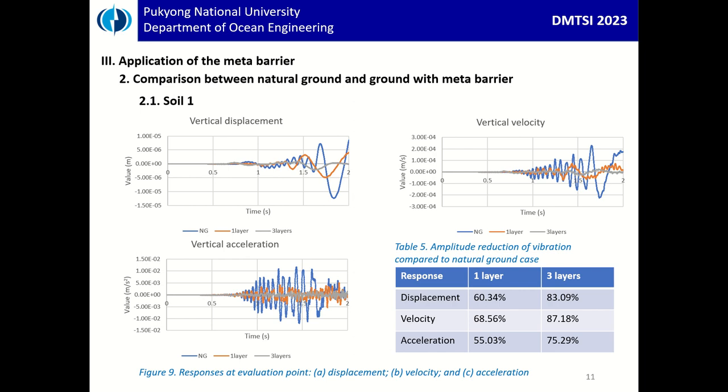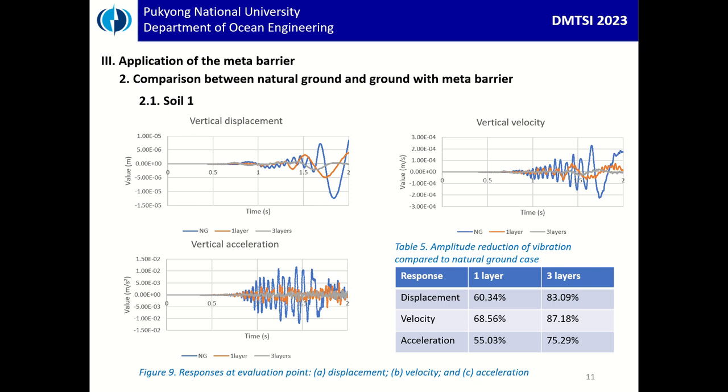Next are some results of the numerical model. The termination time is set in seconds, and in the first one we want to check the soil with the lowest shear wave velocity, 15 meters per second. You can see in figure 9 the comparison between the responses such as displacement, velocity, and acceleration. In this comparison, we just compared the natural ground case, the 1 layer of metal barriers case, and the 3 layers of metal barriers case.